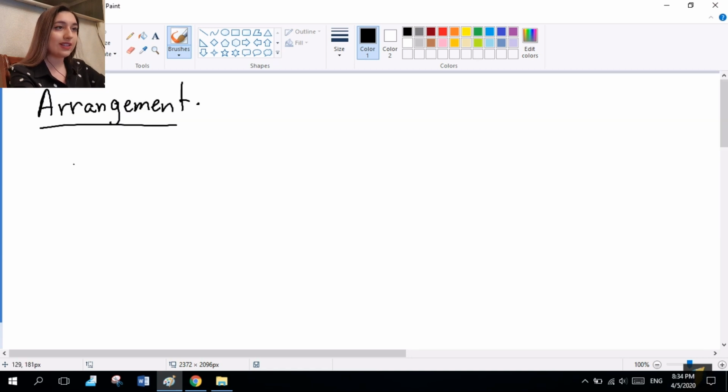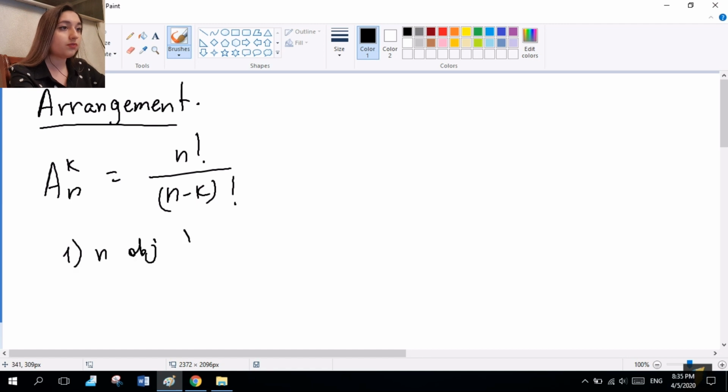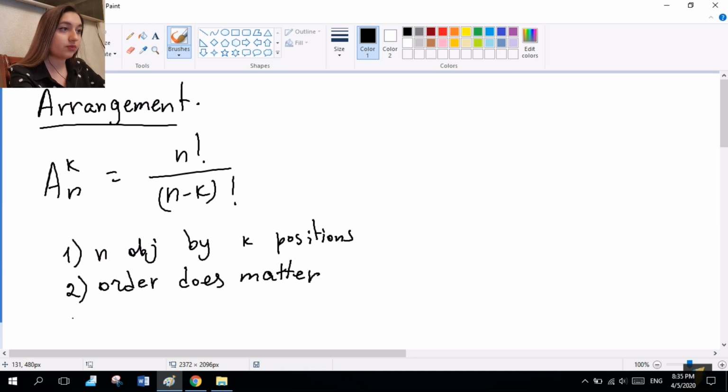Okay, so the next thing is arrangement. So, arrangement A and K, its formula is looking like this, n factorial over n minus k factorial. Now, A is basically the arrangement of n objects by k positions, where order does matter. Order does matter. And each element should be used only once. Okay, so let's solve some problems.